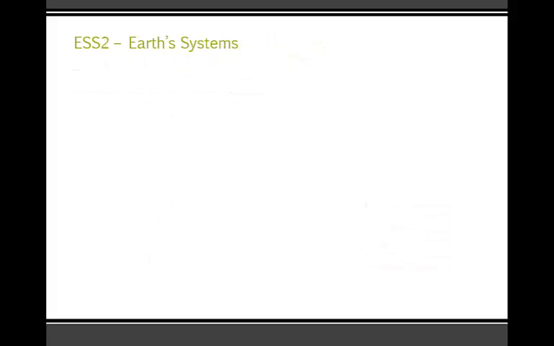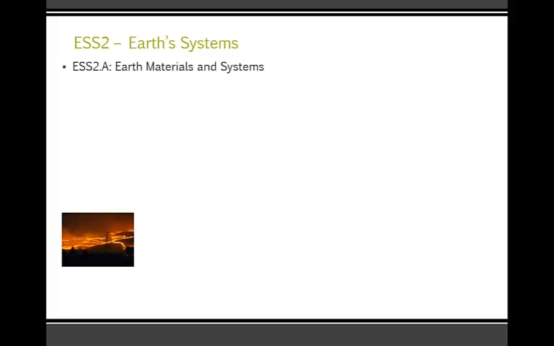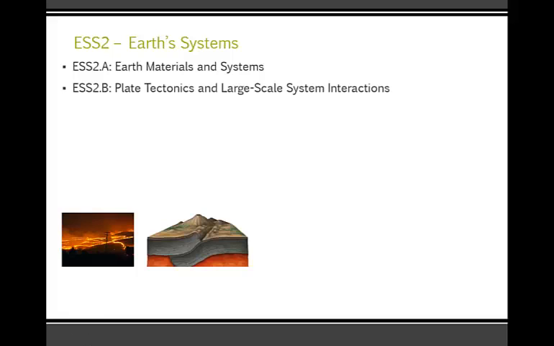ESS2 is Earth systems, and the question here is how and why is the Earth constantly changing? And this one actually has 5 main topics. It's the only one with that many. The first is ESS2A, Earth systems and materials, which addresses questions of how Earth's major systems interact with each other. ESS2B is plate tectonics and large-scale system interactions, and that really addresses how do the continents move and what causes earthquakes and volcanoes.